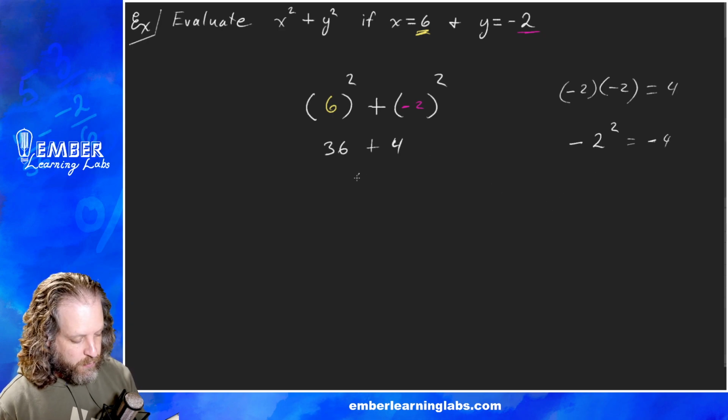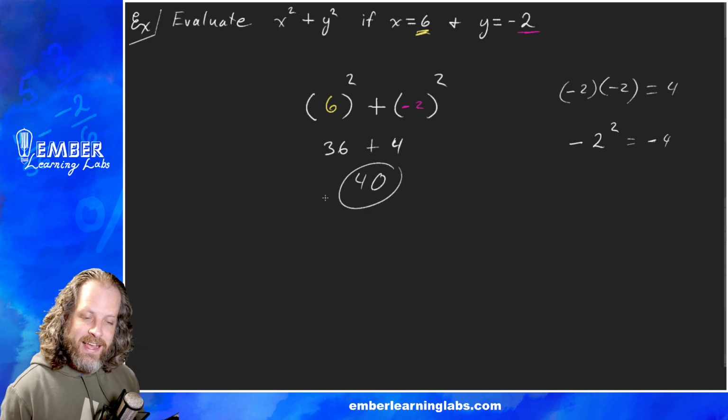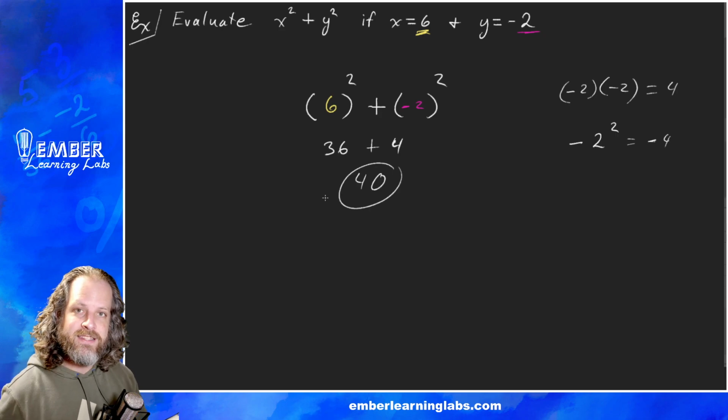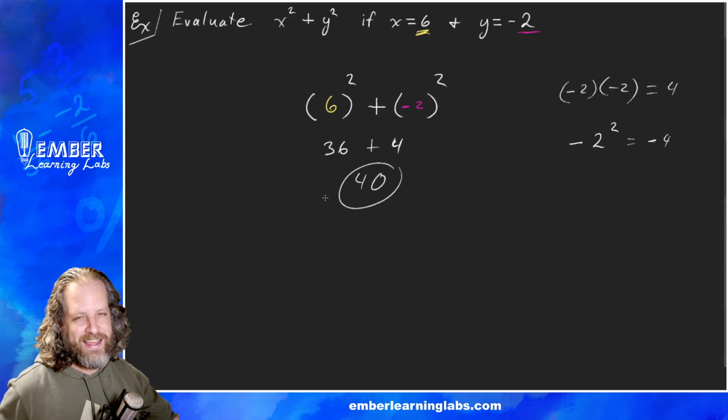So 36 plus 4 is 40. And believe it or not, that is it for that lesson. We'll walk our way up in complexity, but we're starting out really simple. We will see you in the next one. Bye-bye.